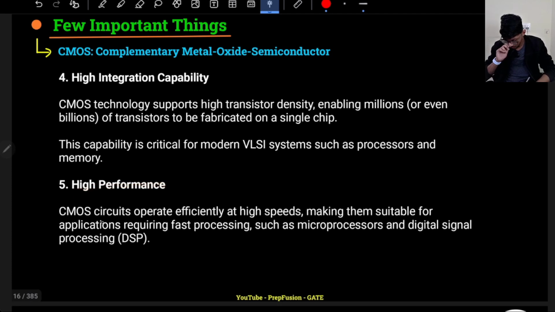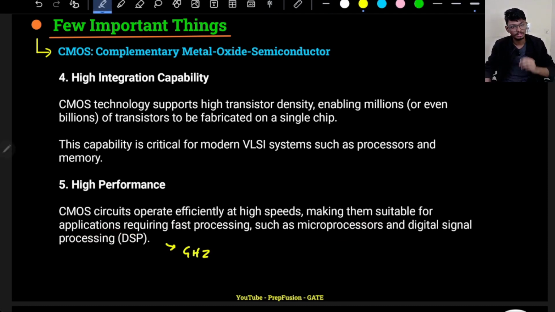Then high performance. CMOS operates efficiently at high speeds, making it suitable for applications requiring fast processing such as microprocessors and digital signal processing. So we know CMOS is a very fast device. We can operate at a clock frequency of gigahertz. That's why it is very suitable for us. We can turn it on and off at very high speed, very frequently, and the CMOS will not get damaged. That's why switching speed is very good for CMOS. Basic switching things, I hope you know.